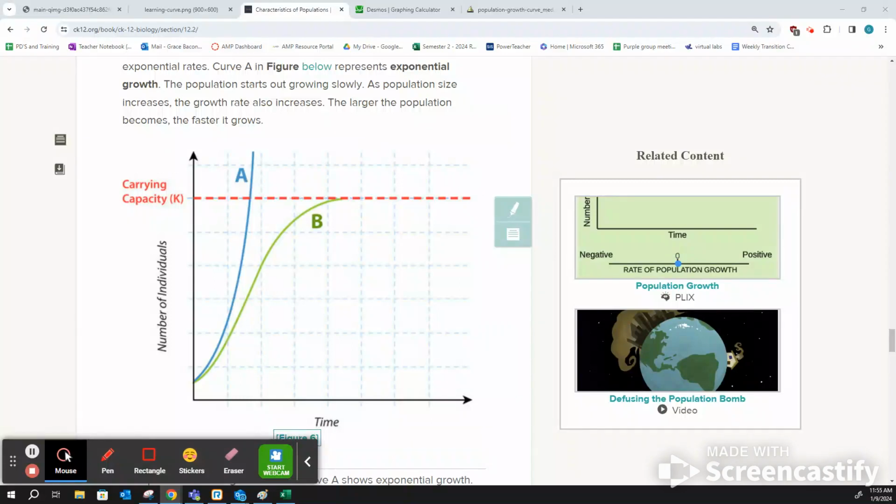All right, so we are going to look at population growth models. You have seen this image before, so what we see here, two different growth models, and we're going to talk about kind of where these come from and how we interpret these graphs a little bit more.